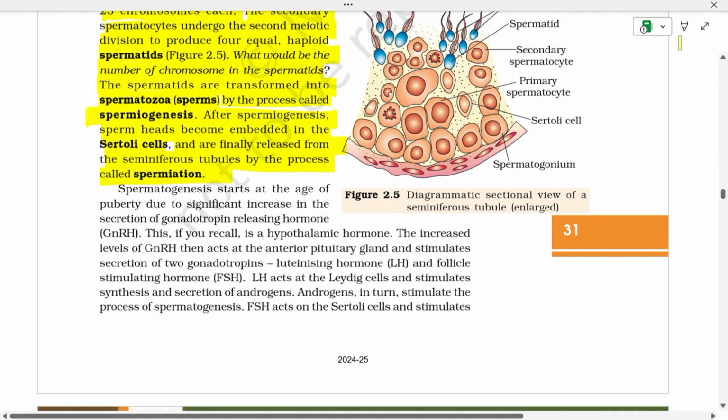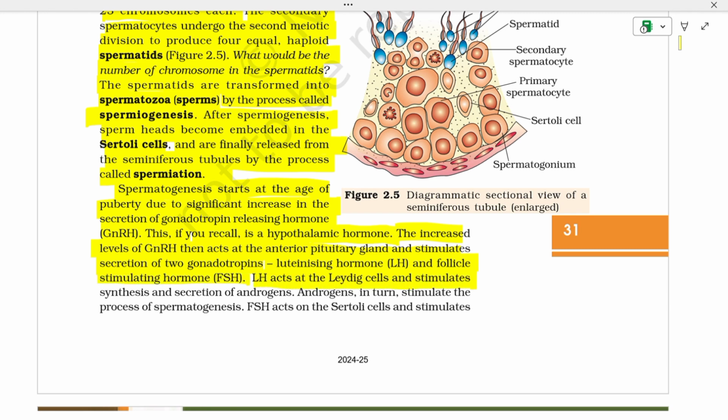Spermatogenesis starts at the age of puberty due to significant increase in the secretion of gonadotropin-releasing hormone (GnRH). This, if you recall, is a hypothalamic hormone. The increased level of GnRH then acts at the anterior pituitary gland and stimulates secretion of two gonadotropins, luteinizing hormone (LH) and follicle-stimulating hormone (FSH).